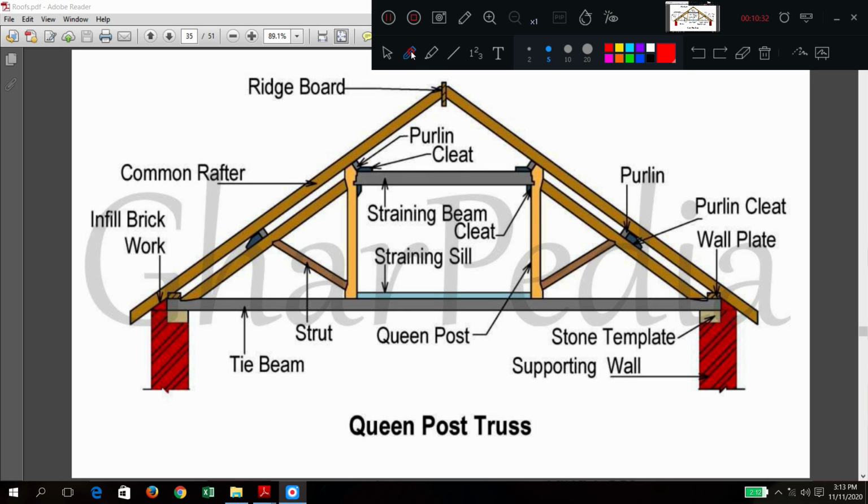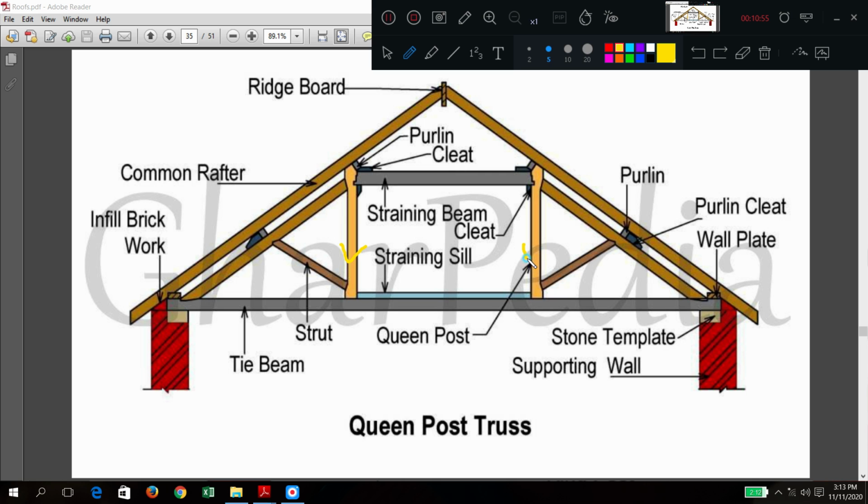Now we will move on to the next type of truss. Can you name this one? Queen post truss. So in the previous case, what was that? King post, the post was at the center. But now the location is changed. So those two things are here.